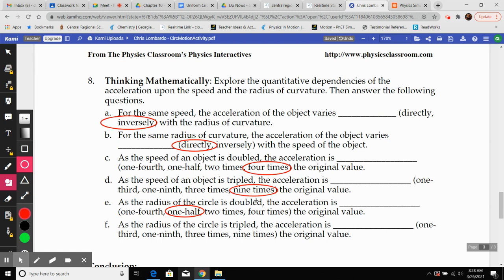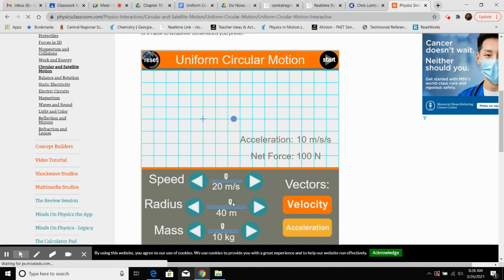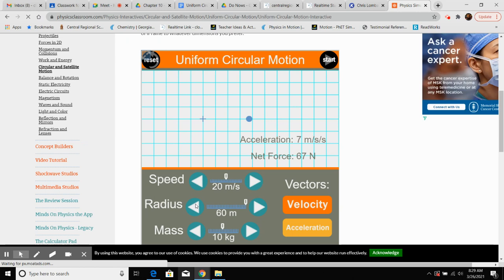What if the radius of the circle was tripled? We were at 20 meters per second squared when we were at 20 meters. Triple of 20 is 60. Here we're at 7. So at 60 meters, it said we were at 7.